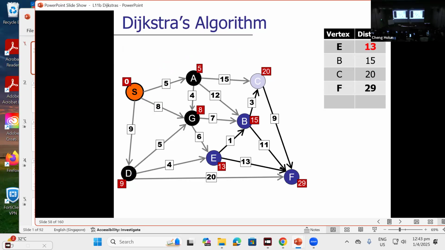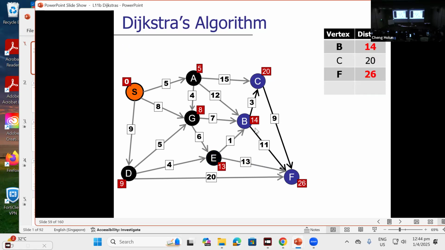And now I go a bit faster, relaxing E. E is 13, and E to B is 1. So E to B will update this to 14. That means the new estimated distance of B will be 14. E is 13, and E to F is 13 also, so it becomes 26. So F will become 26. Then update the Q. The Q is like that.